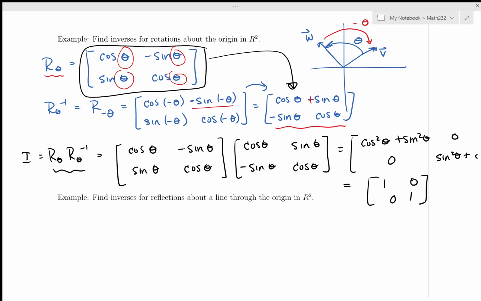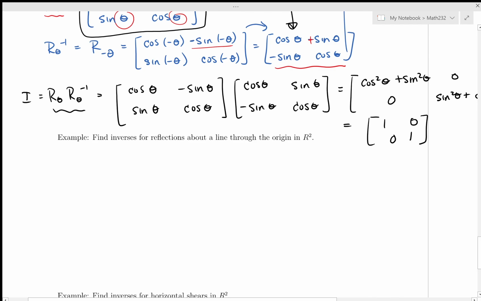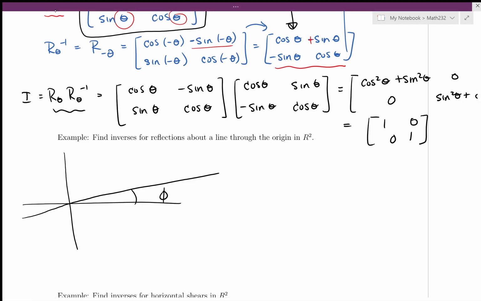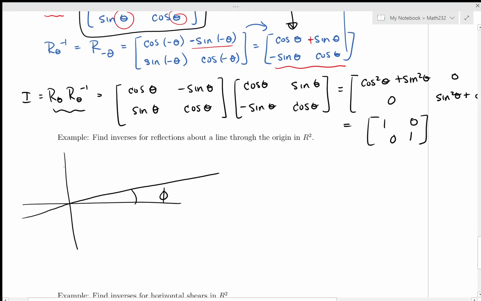Okay, let us think about what happens in the case of a reflection. What happens if I reflect about a line? Let us draw a picture. Now I have some line here. It is at angle phi to the x-axis, and I take some vector here, and then I'm going to reflect it over here, like that. So I reflect that across the line. Let's just call this guy V, and then this is W.